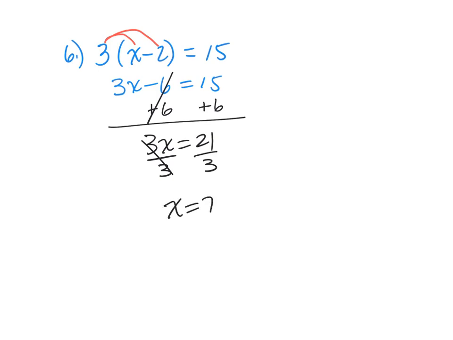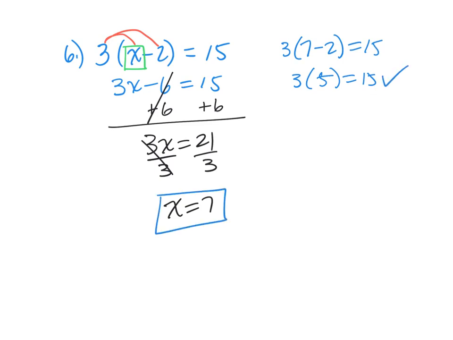Now, let's make sure that that's the correct answer. So I'm going to go back to the original equation where I see this x. I'm going to replace it with 7. All right? So let me just rewrite the equation. It would be 3 times (7 minus 2) is equal to 15. Well, now let's do what's inside the parentheses first. 7 minus 2 is 5, and 3 times 5 is 15. So we know that we have the correct solution.